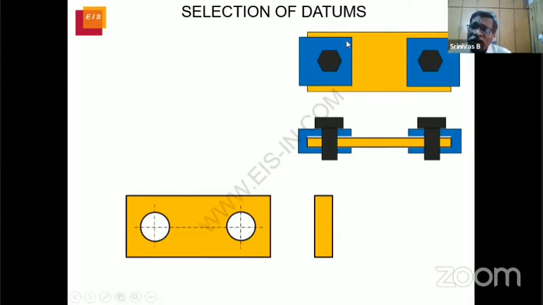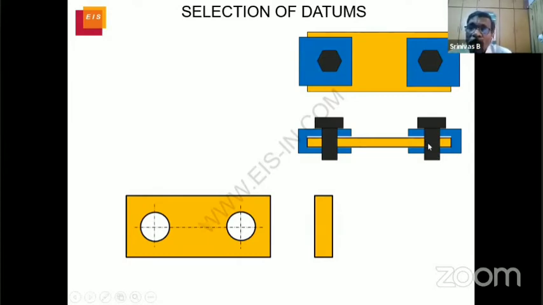Now, select the datums here for this part. I am showing you functionality. You see how it is assembled. Primary datum is this. What is that? This. Listen, not this. You see here there is a gap. Are you seeing the part is resting on the bottom side? The top side is not in contact. Primary datum is this. What is secondary datum for this hole? The secondary datum for this hole is this edge. What is tertiary datum for this hole? This width.